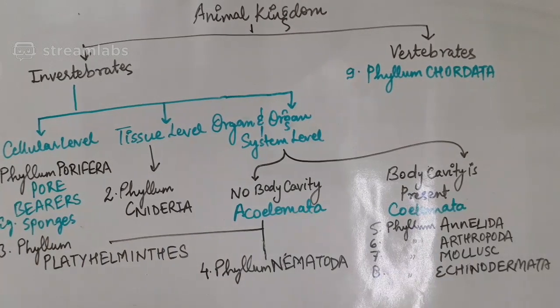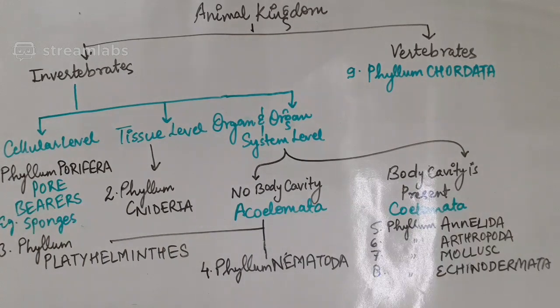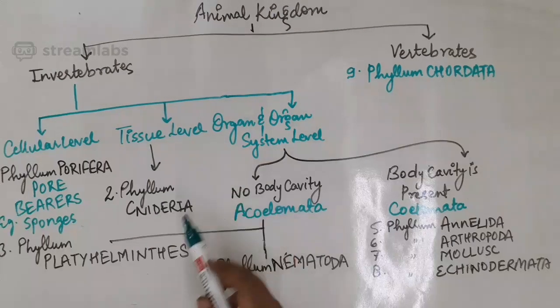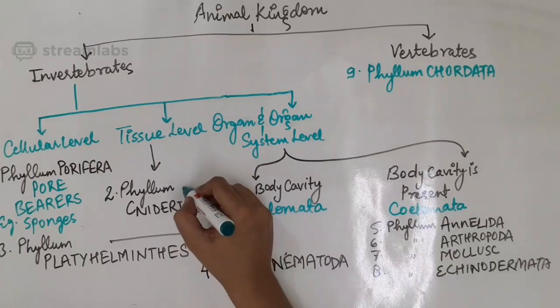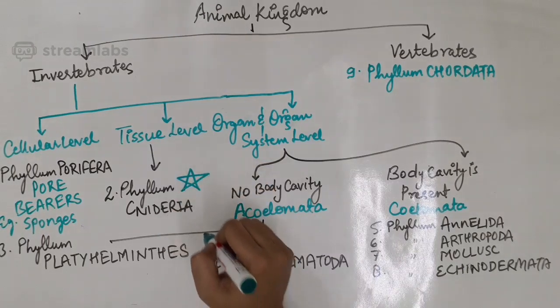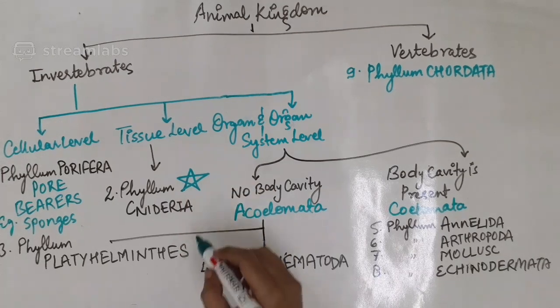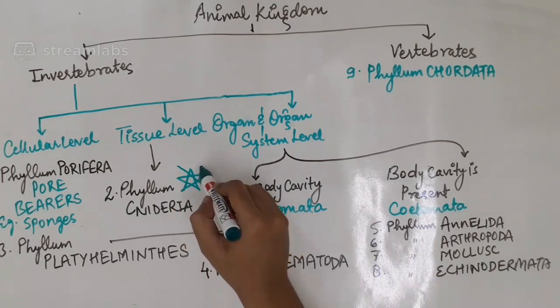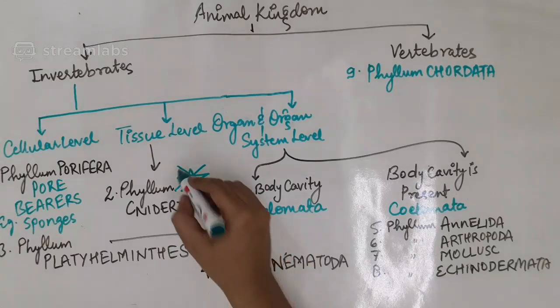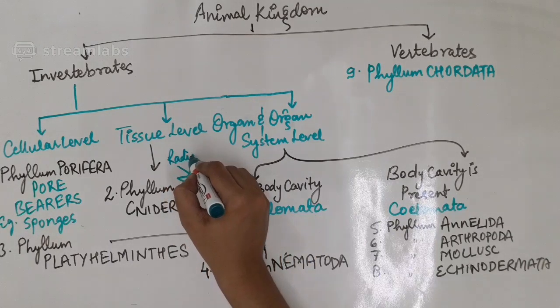Next phylum, that is Cnidaria, and the organisms are called cnidarians. These are radially symmetrical organisms. Radial means like a starfish, like a star. This is called radially symmetrical, like you cannot divide it into two halves. So this is called radial symmetry.